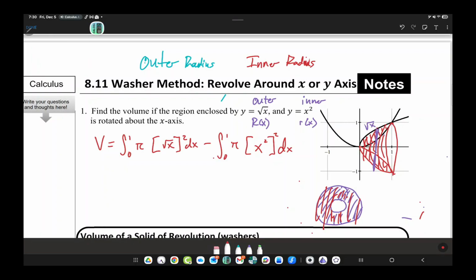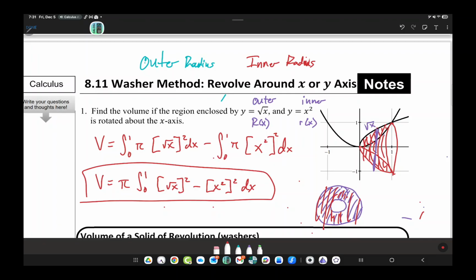Now, because these have the same bounds, we can combine this into one integral. We can rewrite this as volume is equal to, putting pi outside since they both have pi, the integral from 0 to 1 of my outer radius squared minus my inner radius squared dx. And that's really what we're trying to get to.